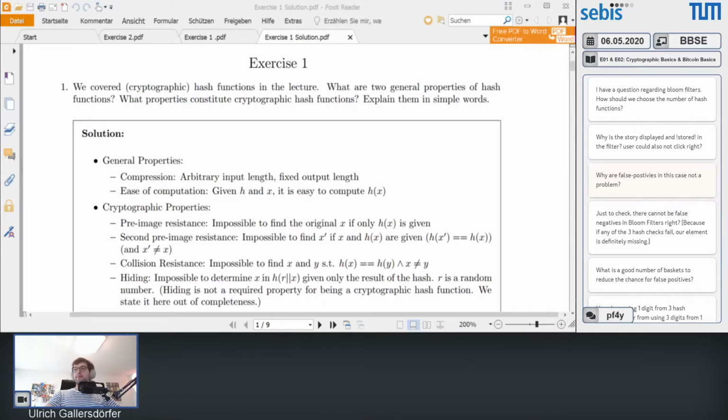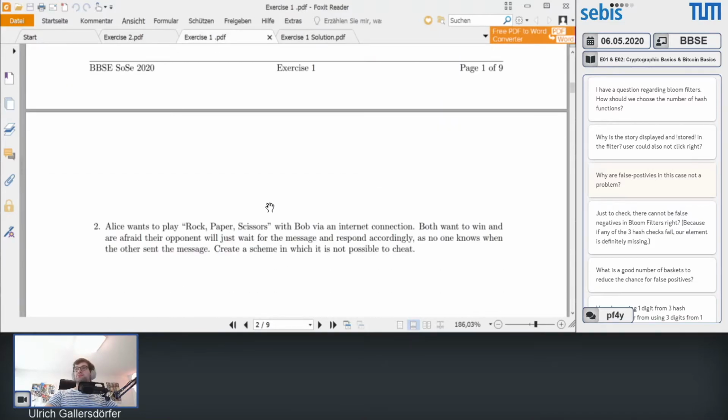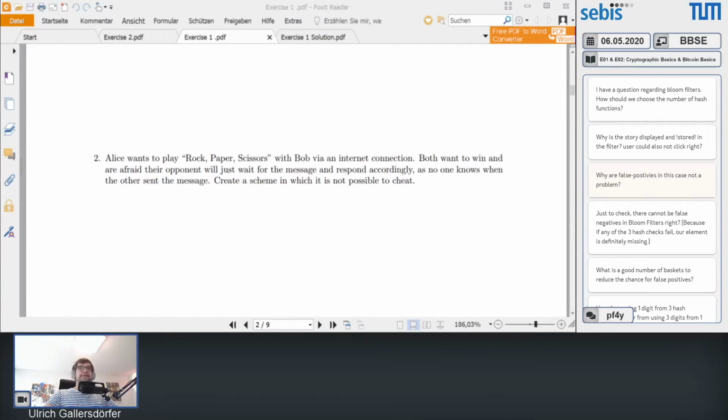Okay, very good. Let's continue to the next one. The next question is a little bit harder. Alice wants to play rock, paper, scissors with Bob via an internet connection. Both want to win and are afraid their opponent will just wait for the message and respond accordingly, as no one knows when the other sent the message. Create a scheme in which it is not possible to cheat.